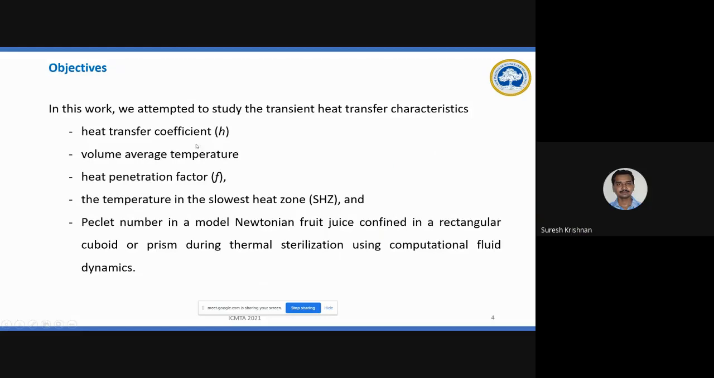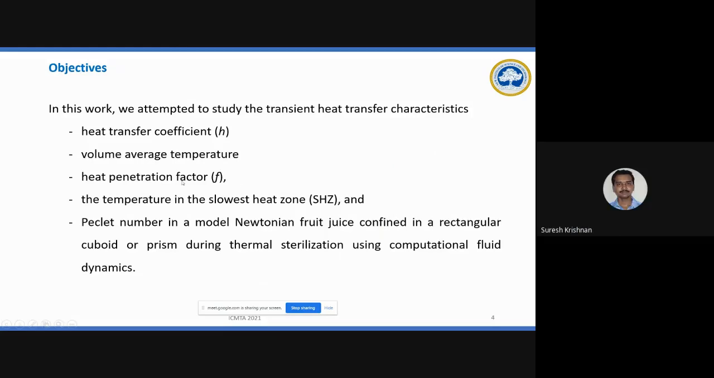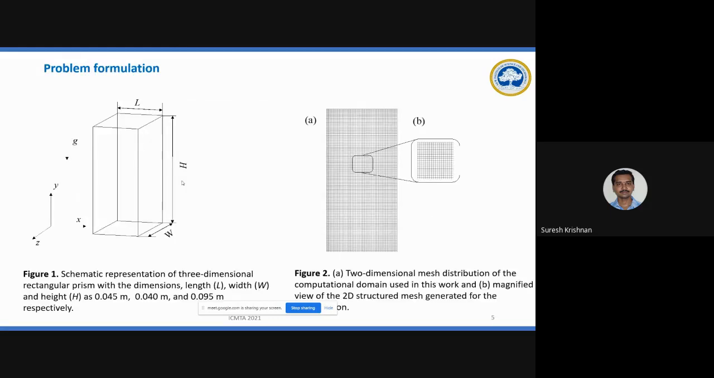The objective is here we are going to find out the heat transfer coefficient, heat penetration, and slow heat seizing zone, as well as we are going to calculate the Peclet number. Now this is the problem statement. It means that we are going to take the Tetra Pak, in that we are going to fill the juice, and the wall temperatures are maintained very high when compared to the fluid temperature which is there inside the can or the Tetra Pak.